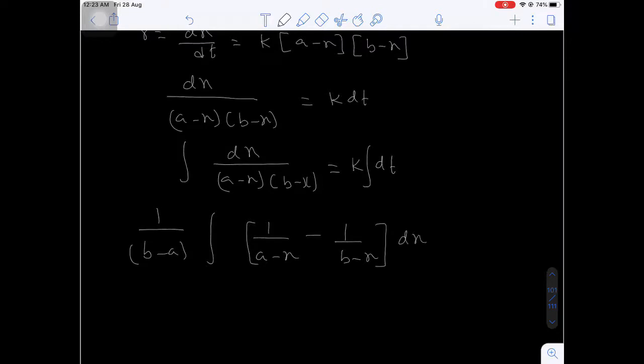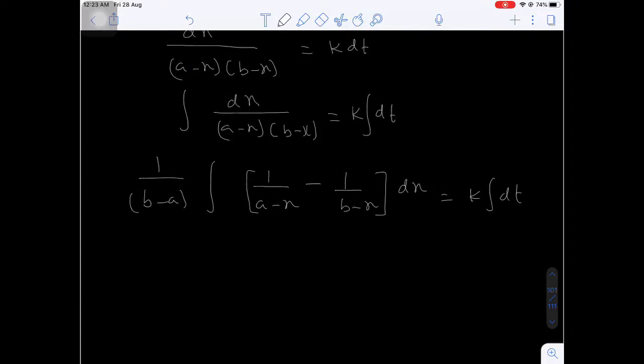If you see, the LCM will be (a minus x) into (b minus x) in the denominator, in the numerator (b minus x) minus of (a minus x). So minus a and plus x. So plus x minus x gets cancelled, you will get b minus a in the numerator, here also in the denominator b minus a. Are you getting my point? Integral k times of dt. Now here 1 by (b minus a), integral dx by (a minus x), minus integral dx by (b minus x), is equal to k times of integral dt.